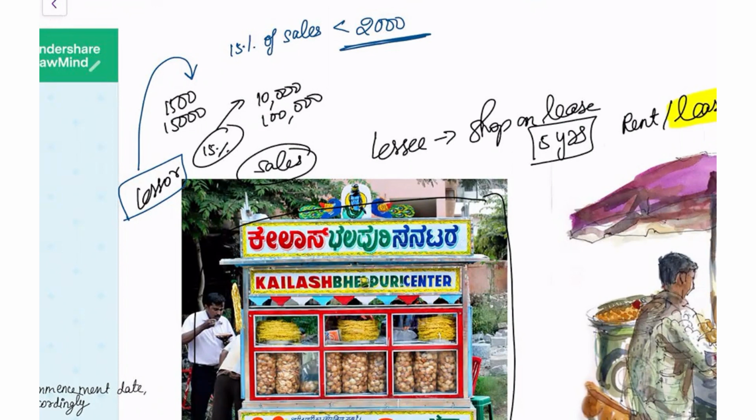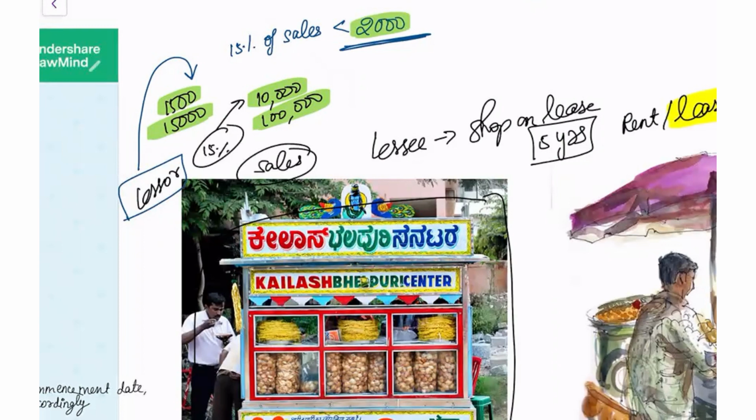Suppose he makes sales of only 10,000. Then how much will he pay? He'll only pay 1,500. The lessor says, no, this I will not accept. Minimum 2,000 you have to pay me. But if you are making a sale of 1 lakh, then 15% on it, 15,000, you have to pay. So whichever is higher, 2,000 or 15% on sales, you have to pay.